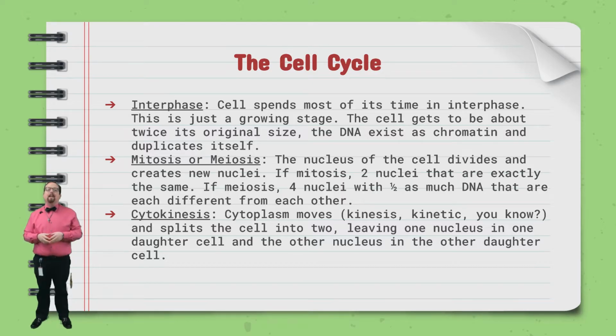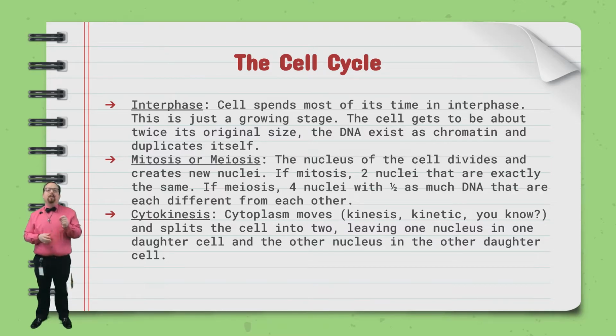The next step is some type of nuclear division, either mitosis or meiosis. If mitosis, the nucleus gets split into 2 new identical nuclei, each with a full set of DNA. If it's meiosis, the nucleus gets split into 4 new, completely different nuclei, completely different being the important part there, each with half a set of DNA. So we'll talk more about meiosis in the next lesson.